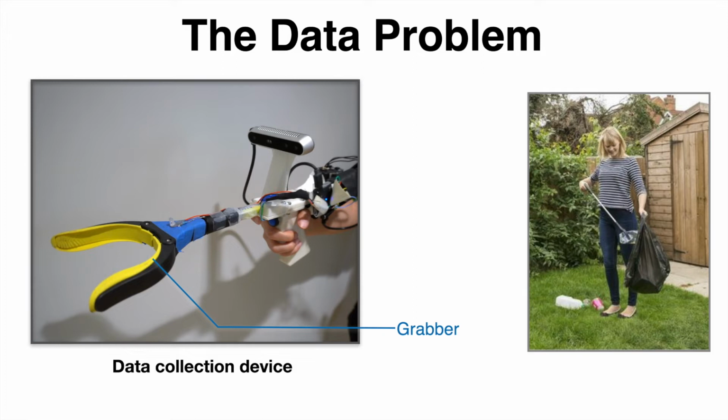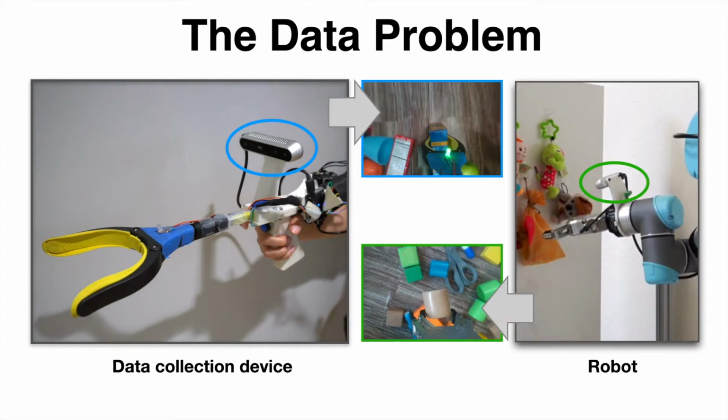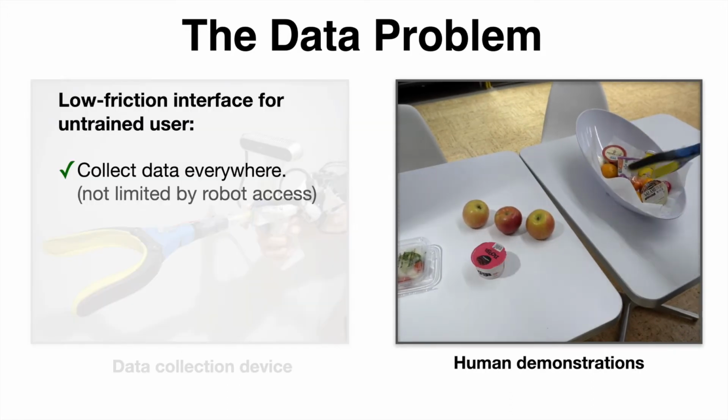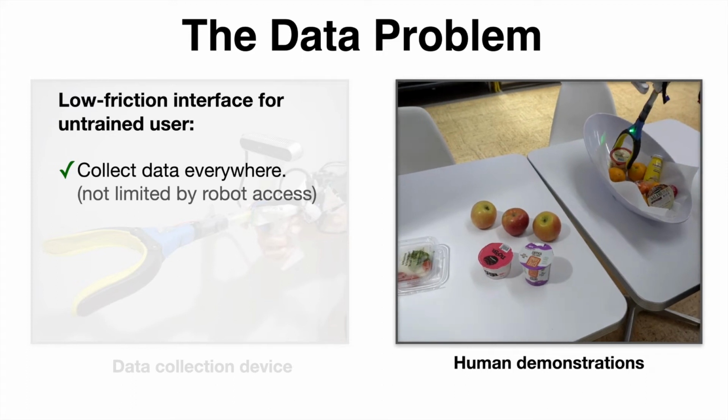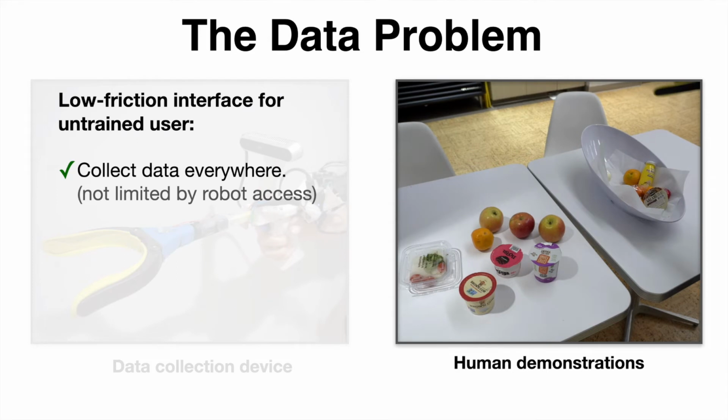So to address this issue, we made this very simple hardware device for collecting grasp demonstrations. This device is made of a plastic grabber tool that you can easily buy from Amazon for $20. And we add a wrist-mounted camera to capture RGBD videos. This device is designed to mimic the real robot's end effector with a very similar gripper and the same RGBD camera. So this hardware device provides a very low-friction interface that enables untrained people to collect grasping data in almost any environment, no longer limited by the robot's physical access.